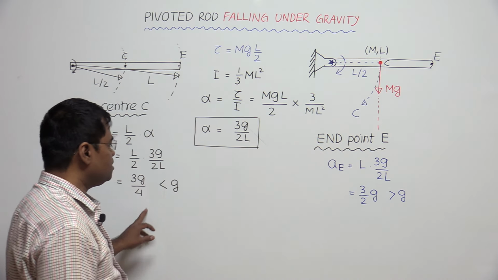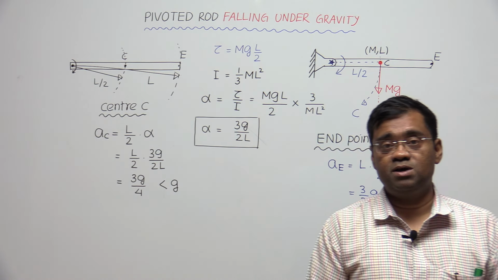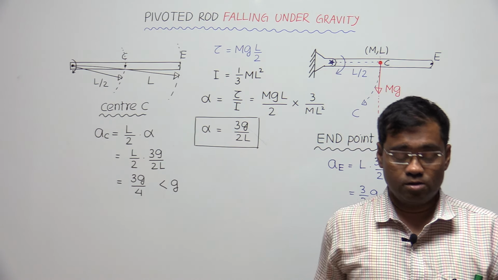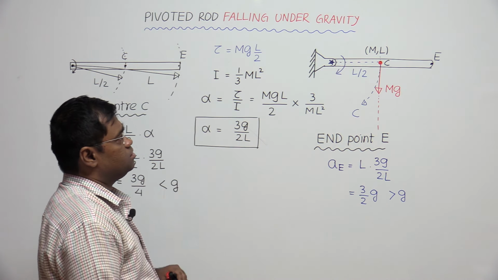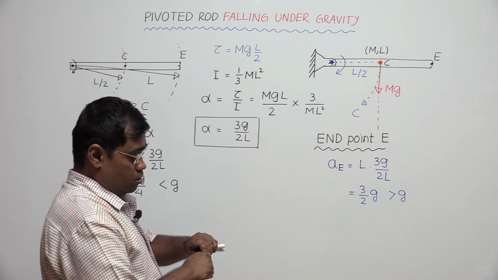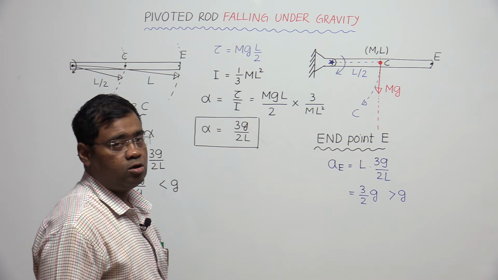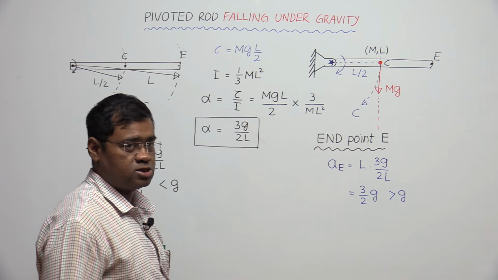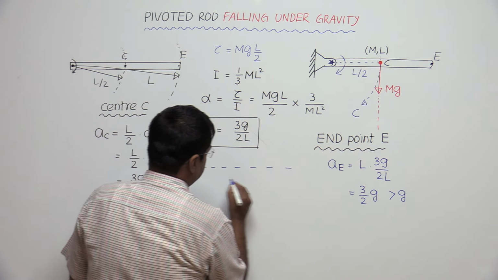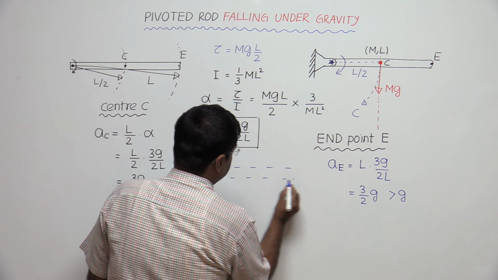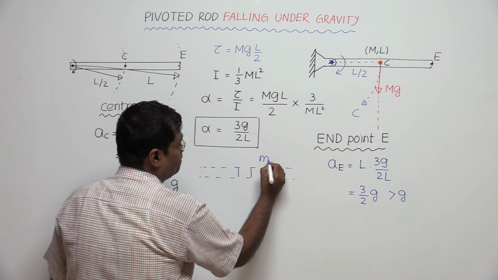But what about the center? The center is accelerating downwards with less than g, that means there must be some opposition. So, students, if someone asks what is the force exerted by the other parts of the rod on a part very close to the center, let us analyze. See, this is the rod. Now, let me consider a central part, say its mass is small m.